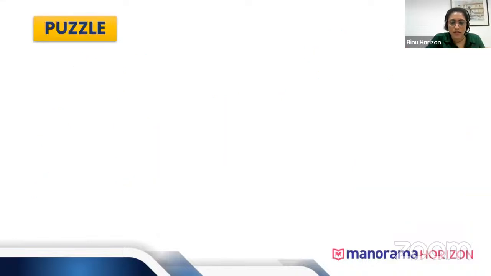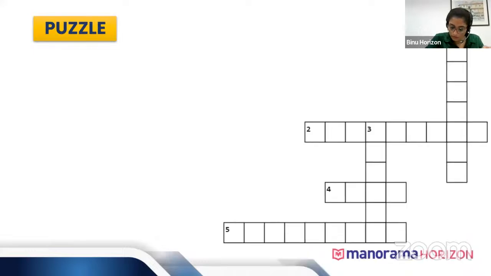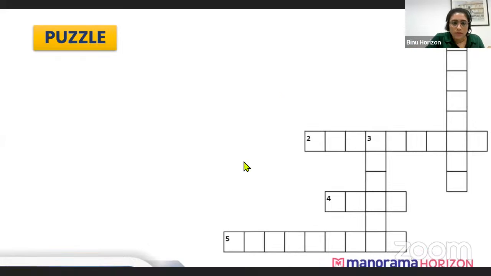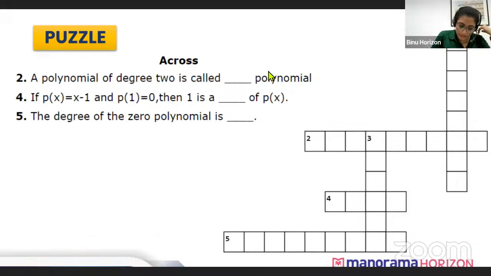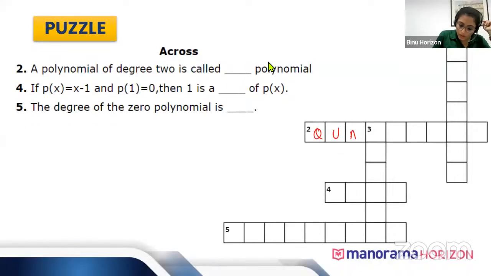So now, last, our puzzle section. Questions. Across: a polynomial of degree 2 is called dash. Polynomial of degree 2, 2 across. What is the answer? Quadratic. Yes, not quadric, quadratic. Degree 2. Q U A D R A T I C.